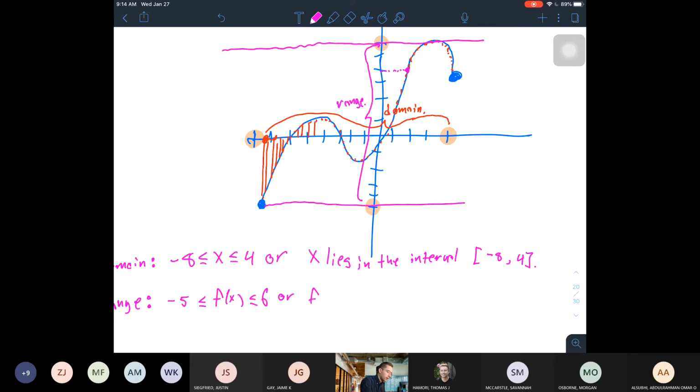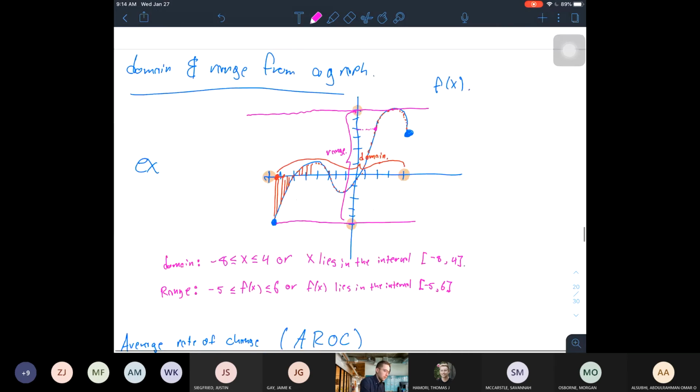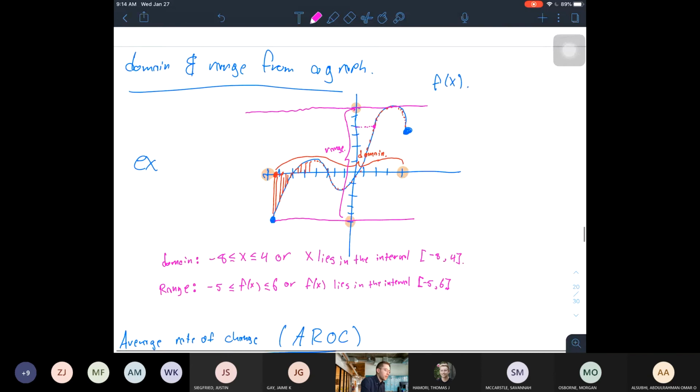Or you might write f of x lies in the interval -5, 6. Okay, so this is how we read domain and range from a graph.